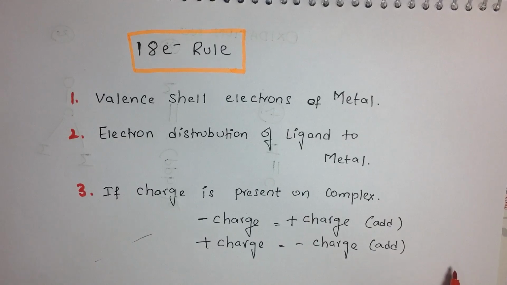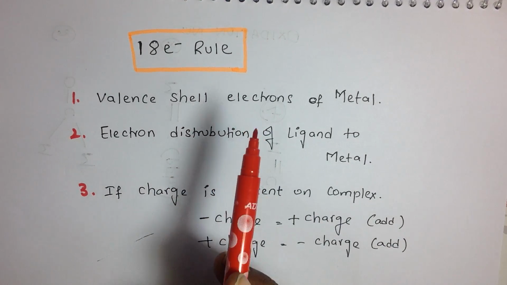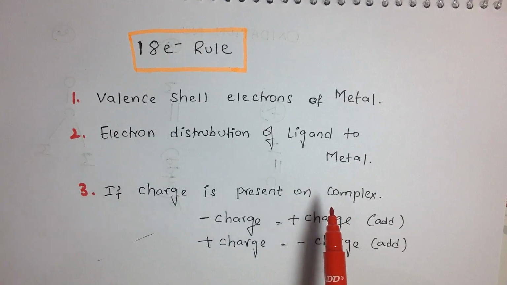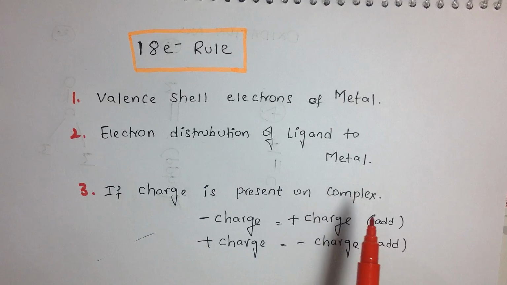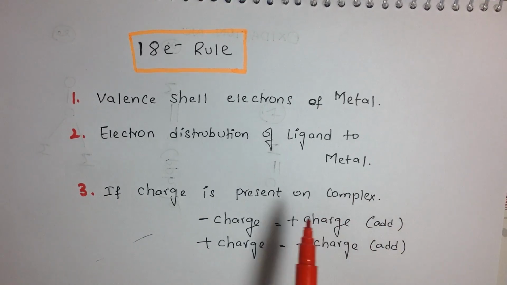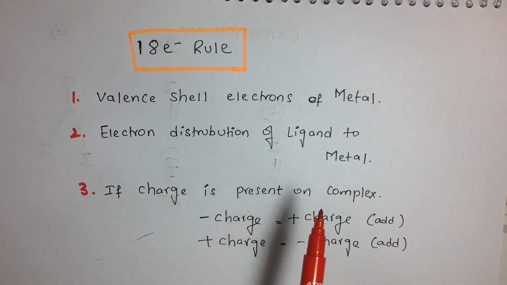So let's go into the concept. First, what is the 18 electron rule? Different textbooks give different versions of the formula for solving the 18 electron rule, but here I am introducing one of the easiest ways to calculate the 18 electron rule for complexes.